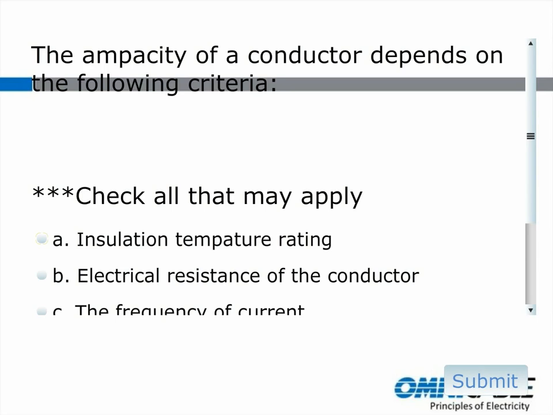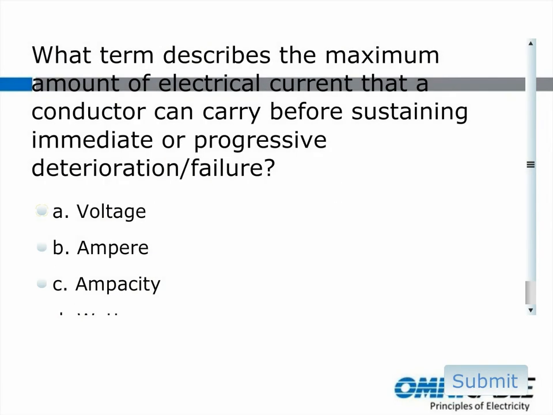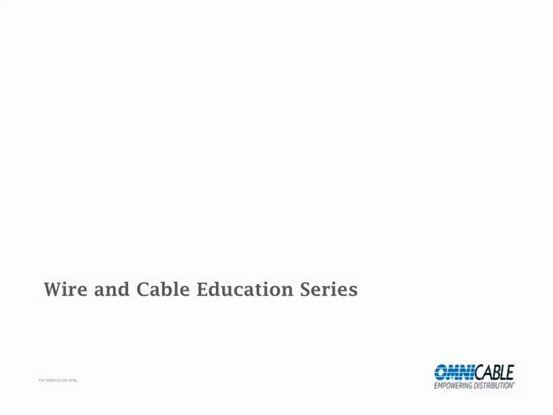The ampacity of a conductor depends on the following criteria. Check all that may apply. What term describes the maximum amount of electrical current that a conductor can carry before sustaining immediate or progressive deterioration or failure? This concludes the Principles of Electricity Education series module.